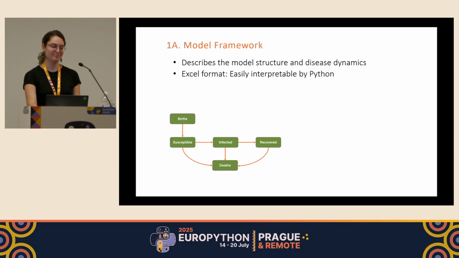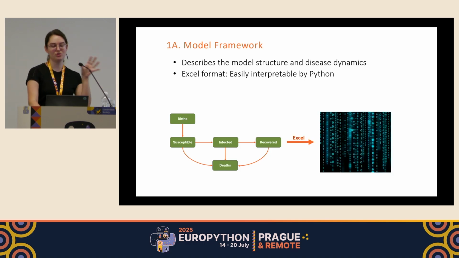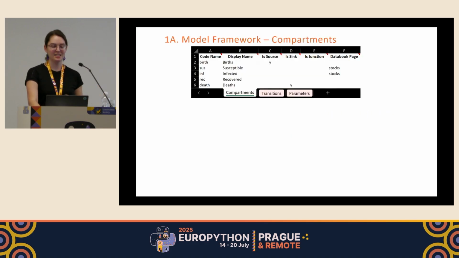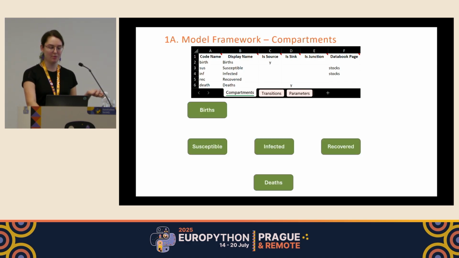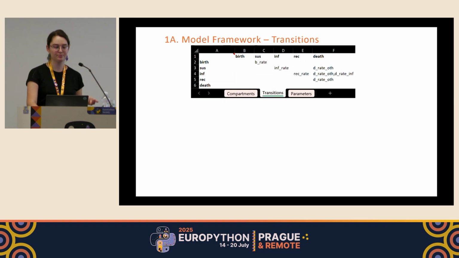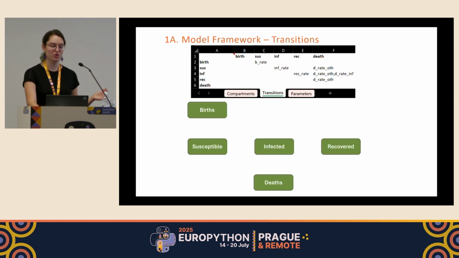So let's dive in. Firstly, of course, we've got the model framework, so we're basically converting this conceptual structure into Excel format so that it's easily interpretable by Python. And this Excel spreadsheet has three main pages. Firstly, there are the compartments, which we're just going to list all of the compartments that exist in our model. Then transitions, which are the flows. We're basically saying where those flows are, like between which compartments and which direction they flow in. So they will always go from rows to columns.